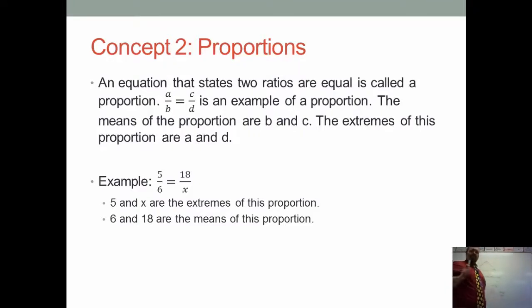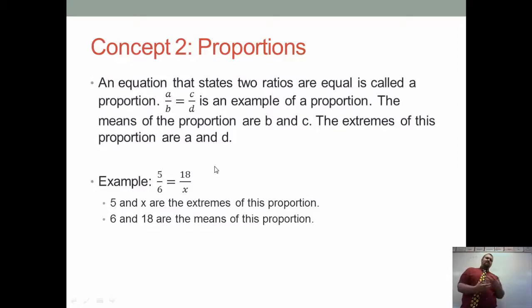The means of the proportion are B and C. Well, that means the bottom left and upper right are what I call the means of my proportion. The extremes are A and D. A and D are the extremes of my proportion, the upper left and bottom right. So if I look at my example on the slide, 5 to 6 and 18 to x, 5 and x are what we call the extremes because of where they're located, upper left, bottom right. 6 and 18 are called the means.